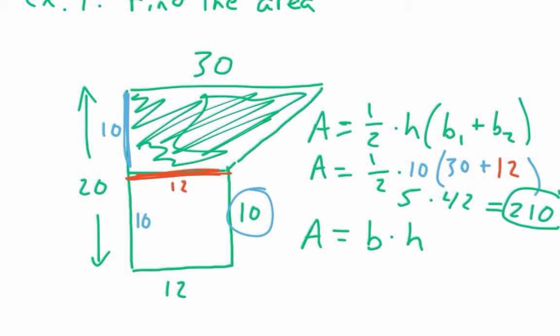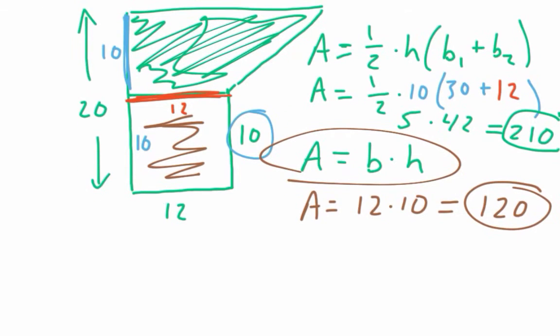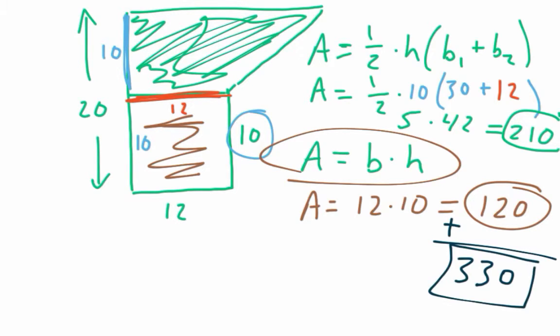Right. So then the second half, we have this on the bottom. I'll scribble it in brown a little bit. That's what we're going to use this equation for. The base is going to be 12 with a height of 10. So that's 120. So the green on top is 210, the brown on the bottom is 120. If we want to get the total area, we just add those two areas together. So 210 plus 120 gives me 330. So if we did it all right, we should have 330 square units for our area.